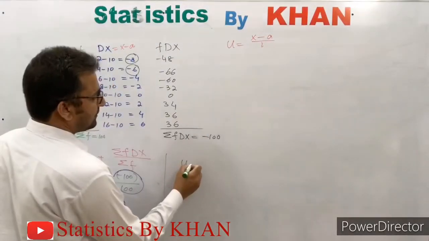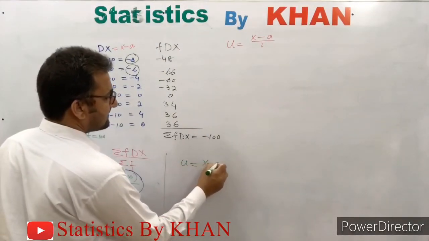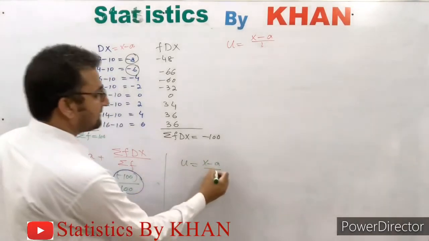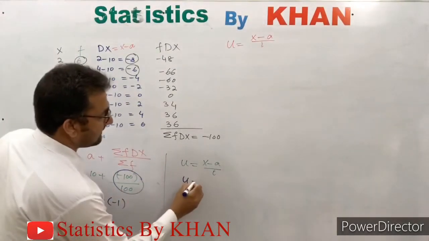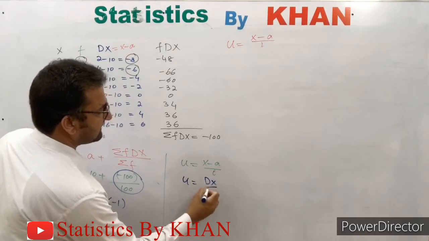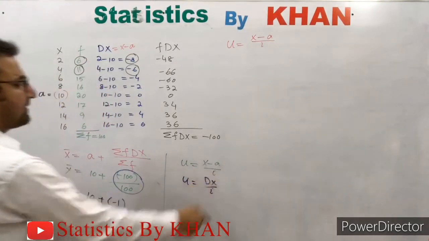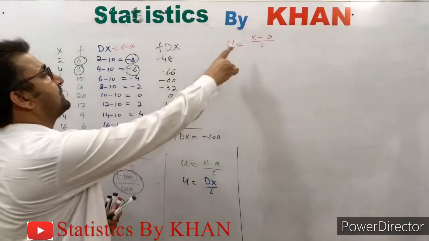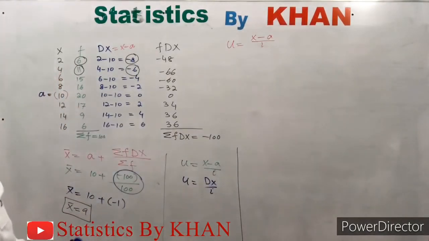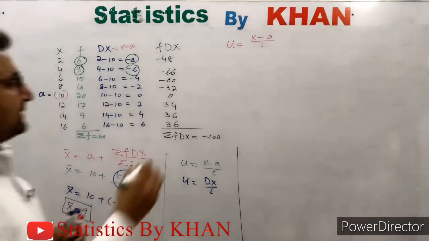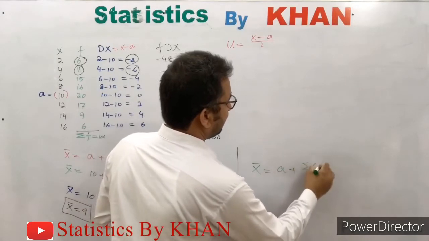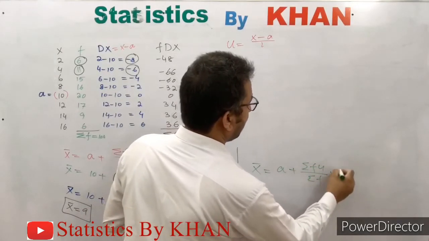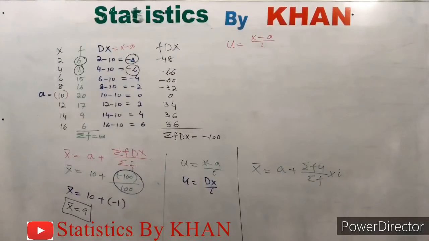So we can code u like x minus a divided by I, as we have done above, or we can code u like this, dx divided by I. Both of them are equal. Now, as we have used u, the formula in this case will become exactly equal to the one that has been used in the continuous case. So we are writing the formula. X bar would be equal to a plus summation fu divided by summation f multiplied by I. So the formula in this case is exactly equal to the coding formula for the continuous case.